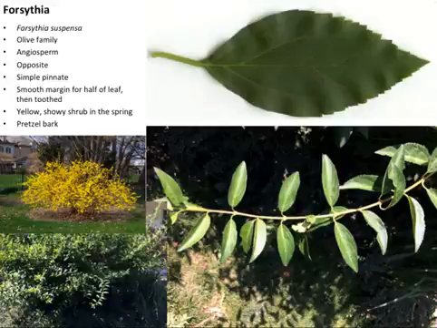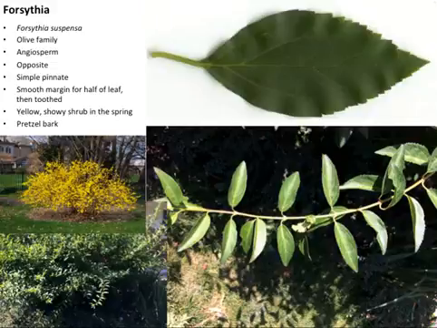Our next plant is Forsythia. Scientific name Forsythia suspensa. It's in the olive family, just like the lilac bush, and it's an angiosperm. Leaf arrangement is opposite, so you can see here, 2 leaves per node. It is a simple pinnate leaf, and it's kind of a unique leaf where it's smooth for half of the leaf on the margin and then toothed on the other half of the leaf.